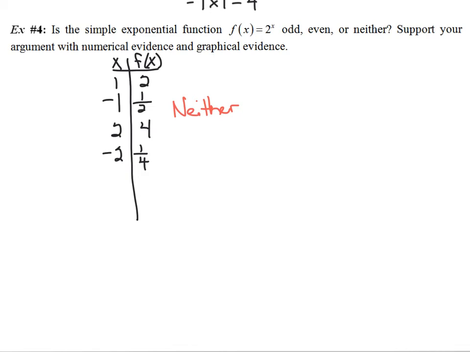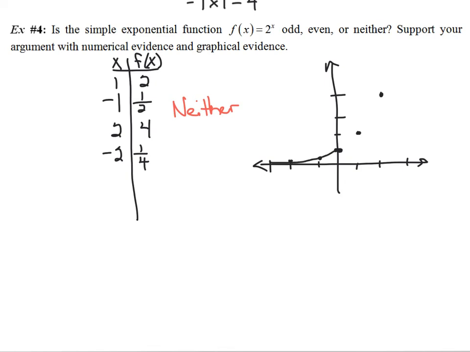Now if I go ahead and make a graph of f of x equals 2 to the x, hopefully you recall from our exponent unit that our graph of 2 to the x, our graph of our exponential, and in this case a growth function, would go through the y-axis at 1. At x equals 1, it would have a y value of 2. I could even use the table of values that I've just created. So at negative 1, I'd have 1/2. At 2, I'd have 4. And at negative 2, I'd have 1/4.